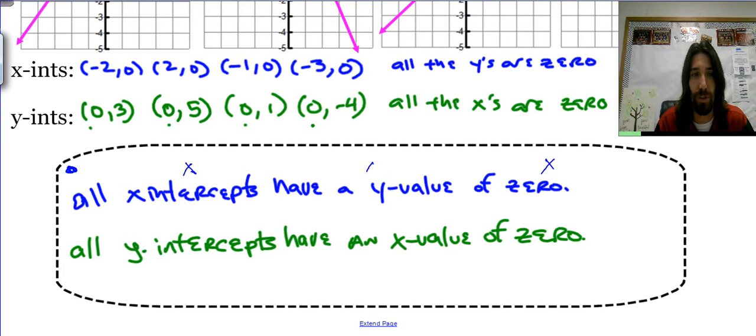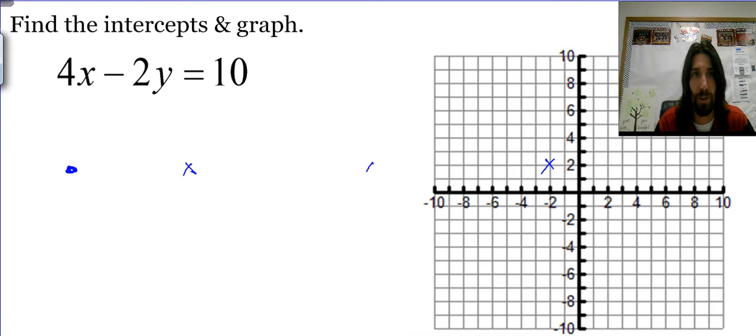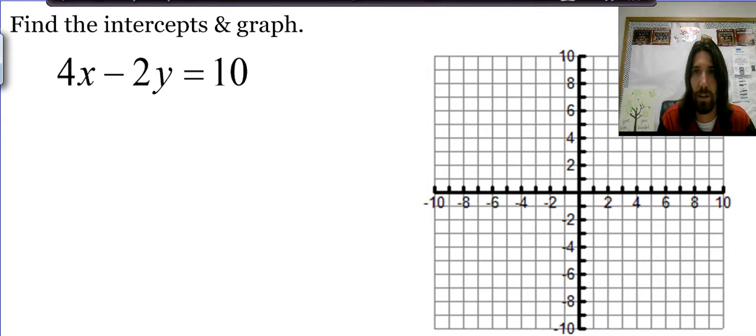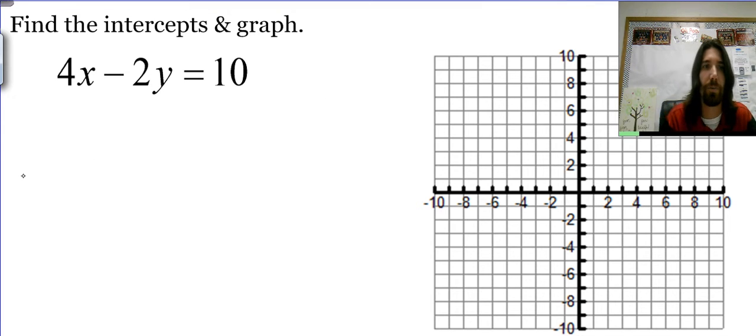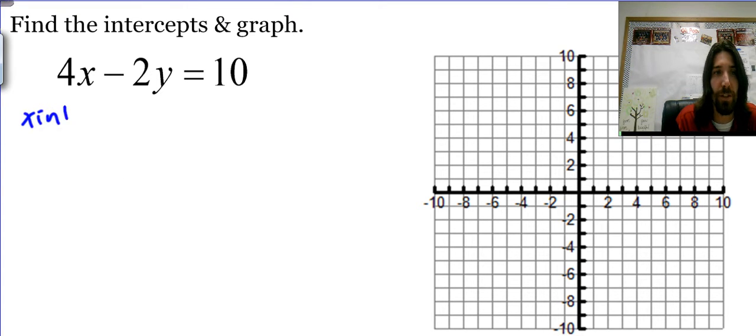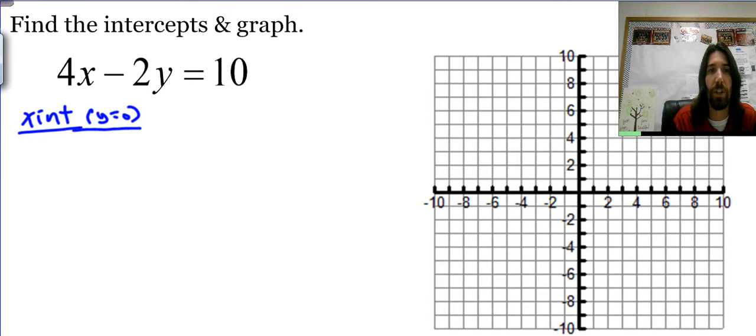Let's see how we can actually use this to graph lines. Okay, so I'm looking at 4x minus 2y equals 10. As we look at this, we're going to find the intercepts. Instead of trying to go to slope-intercept form, we're going to find the intercepts. First, let's find the x-intercept. What we said is that all x-intercepts have a y value of 0. So that means we are going to plug in 0 into the y and find our x.